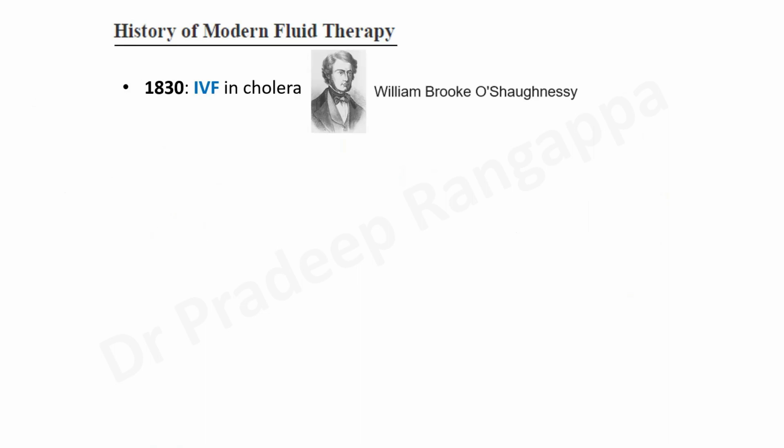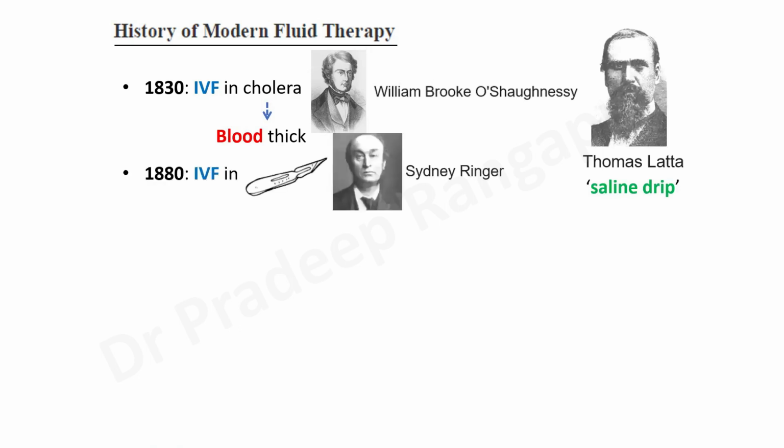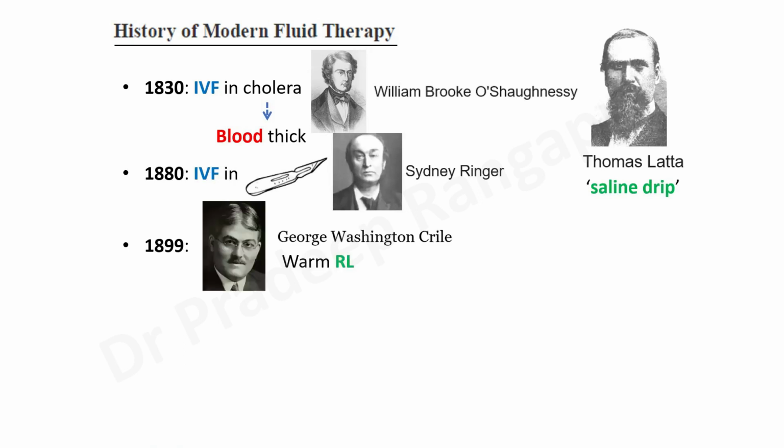It started way back in 1830 in cholera patients, where the role and importance of IV fluid was recognized by William Brooke O'Shaughnessy, who determined that the cholera patients had blood which was thick and needed to be diluted with fluids because of a lot of loss of volume from the blood. Then Thomas later on recognized the importance of saline drip. In 1880, in surgical patients, Sydney Ringer established the role of IV fluids in maintaining the internal milieu in patients undergoing surgery.